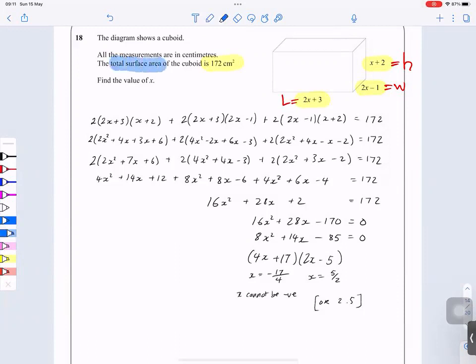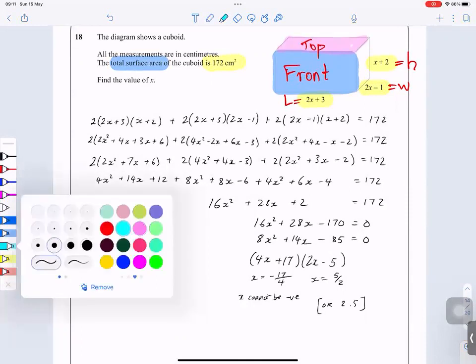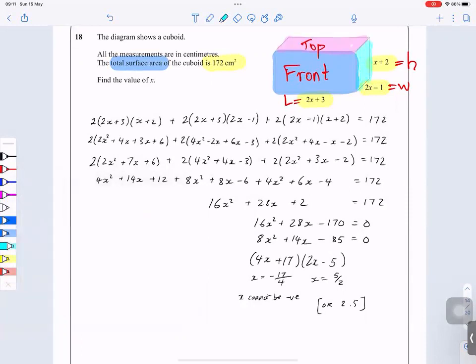Total surface area, you work out the six sides. If I just color one of them, let's call that the front. So we find the area of the front, we find the area of the top, and then we find the area of the side. So there are six sides or six faces of this cuboid: the front, top, and side.